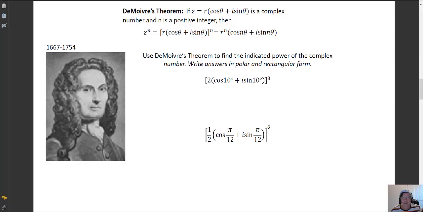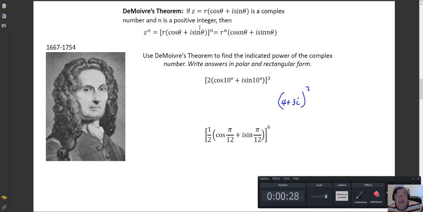And this would again be polar form, and if you wanted to, you could go rectangular on it as well. All right, now it is my pleasure to introduce a famous mathematician from the past, 1667 to 1754, the man known as Abraham DeMoivre. And one of his accomplishments was he made a theorem where you can take any complex number and raise it to a power and make it real easy to do.